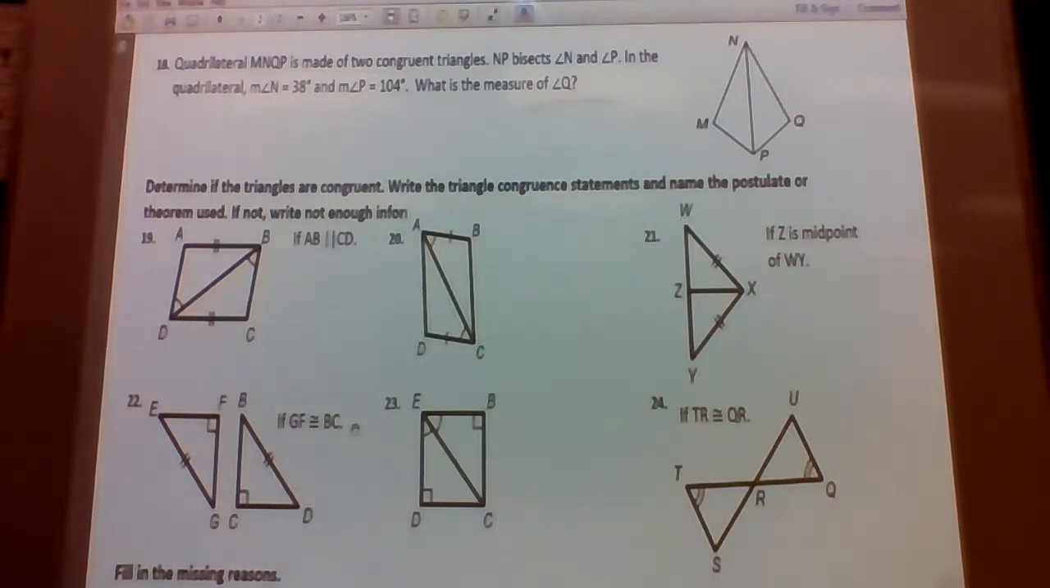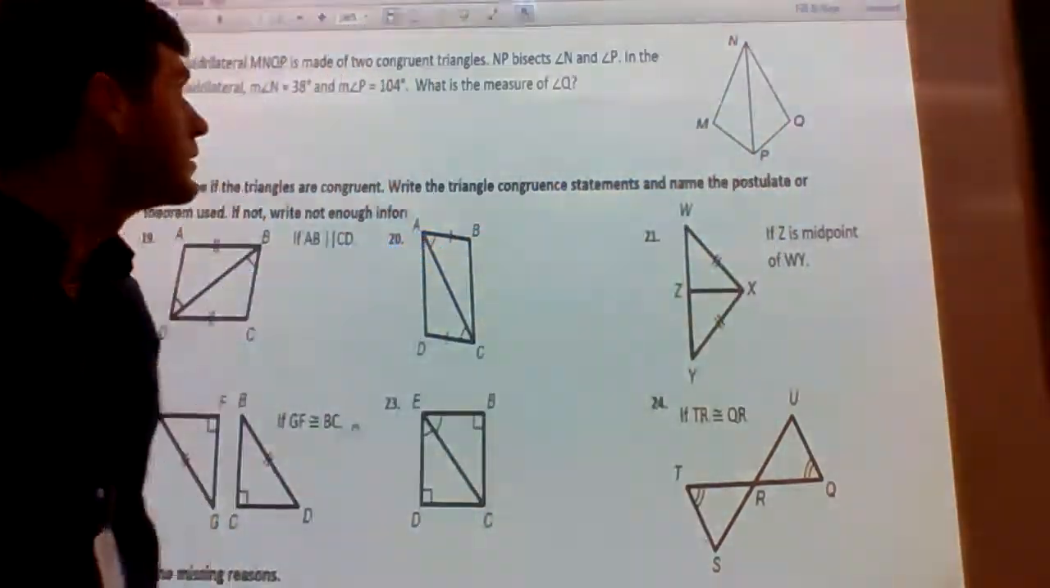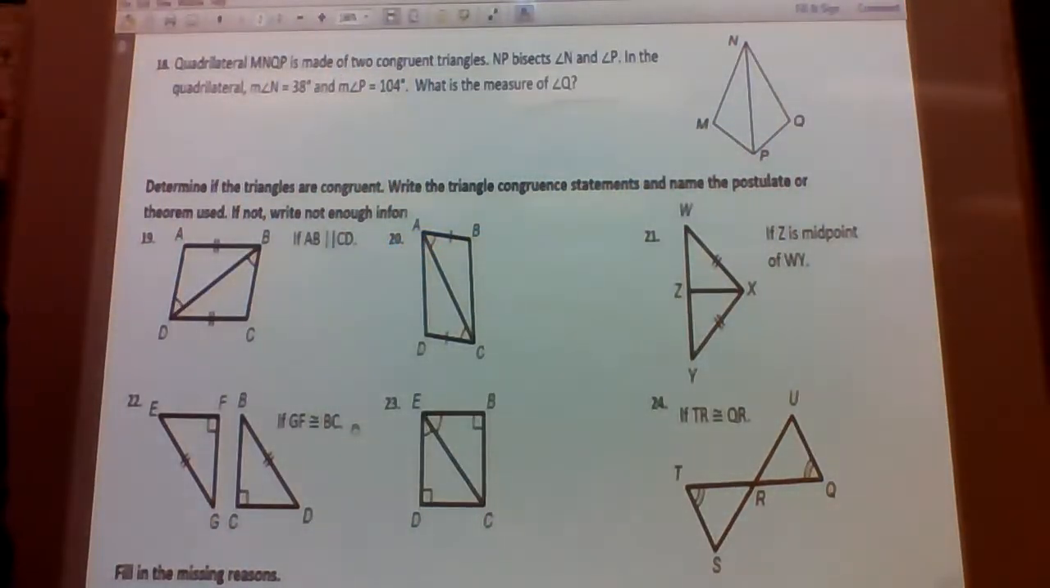Okay, quadrilateral MNQP. MNQP is made of two congruent triangles. NP bisects angle N and angle P. In the quadrilateral, the measure of angle N is 38 degrees and the measure of angle P is 104 degrees. What is the measure of angle Q?